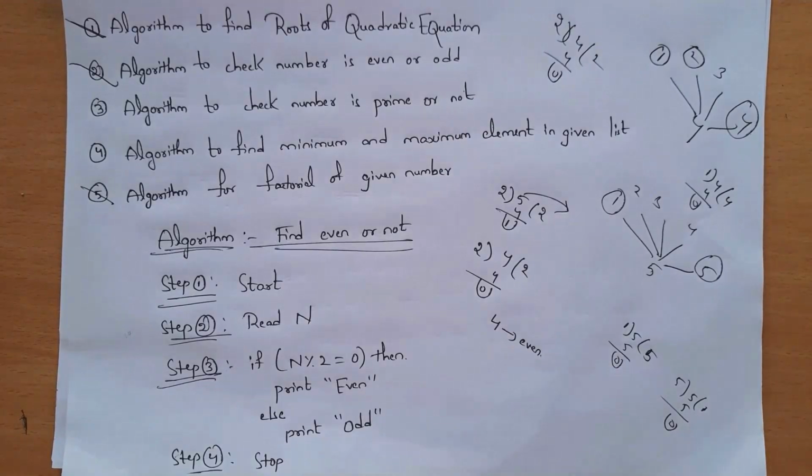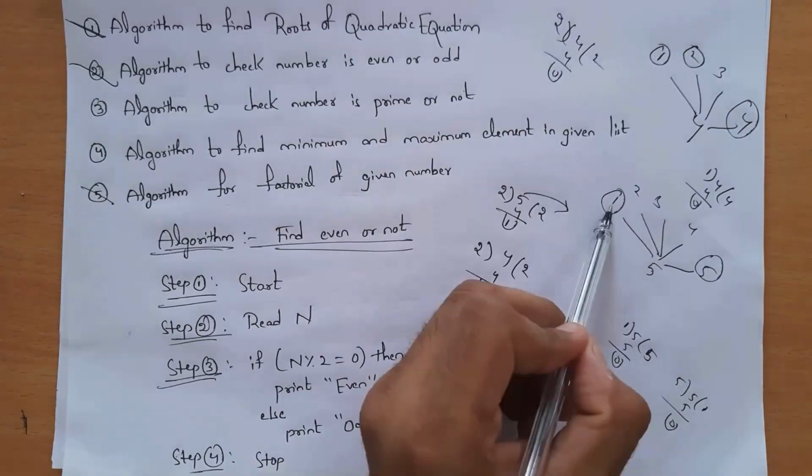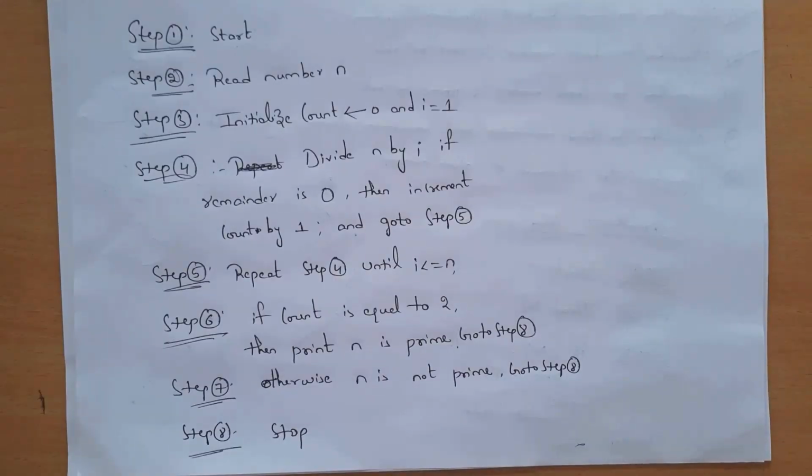So 4 is not a prime number. The definition of a prime number is a number which is divisible only by 1 and itself. Now, an algorithm to check whether a number is prime or not.